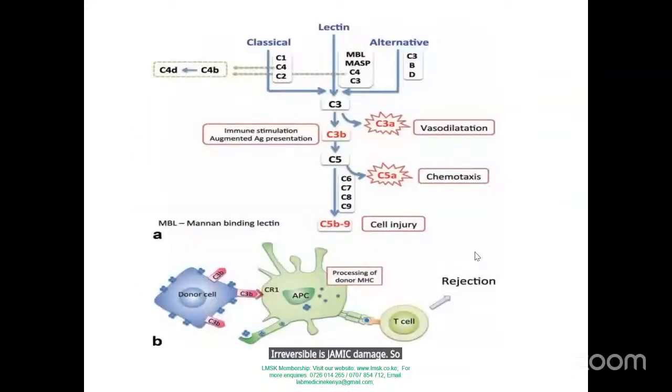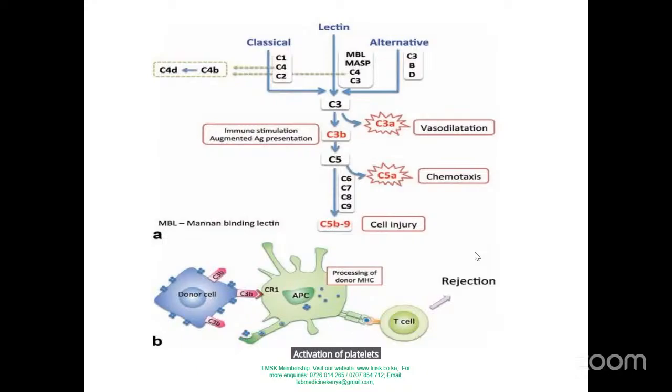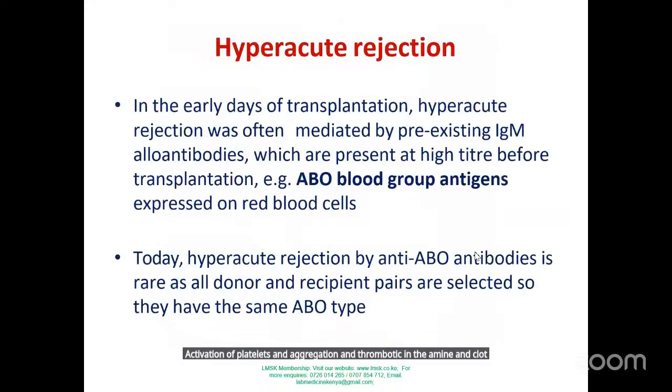So here we just have a summary of how complement activation takes place, the three pathways: the classical, the lectin, and the alternative pathway. In graft rejection, we are more interested in the antibody-initiated pathway, which is the classical pathway. The end result is the MAC, the membrane attack complex, resulting in lysis of the endothelial cells. That injury results in activation of platelets, aggregation, and thrombosis, and platelet plug formation at the end of the day.